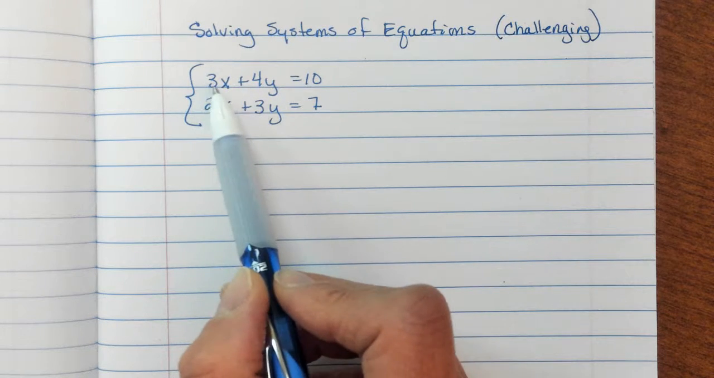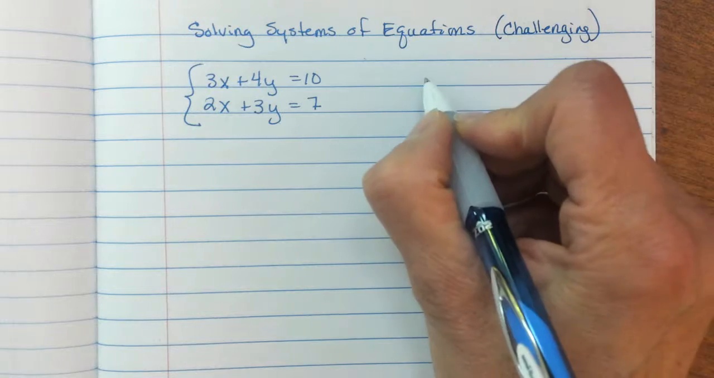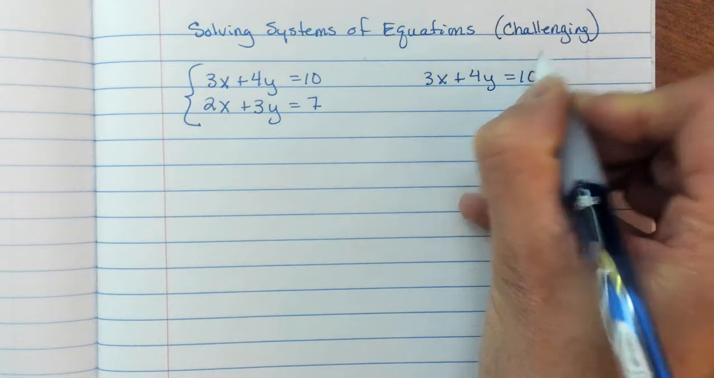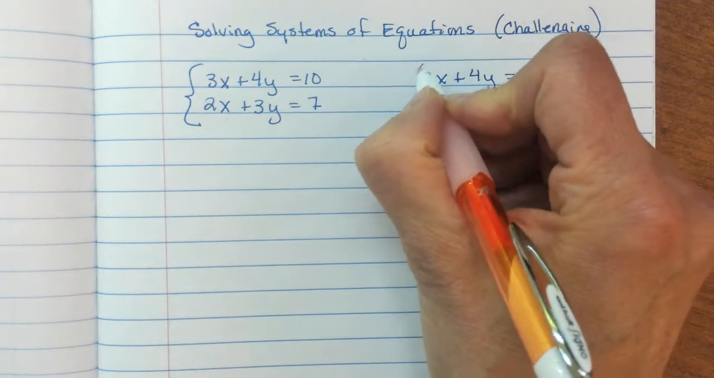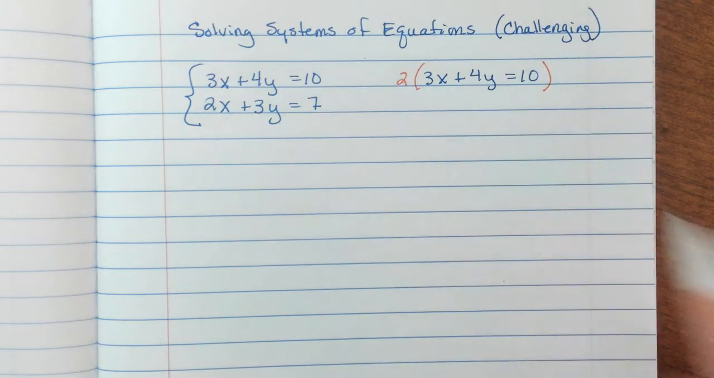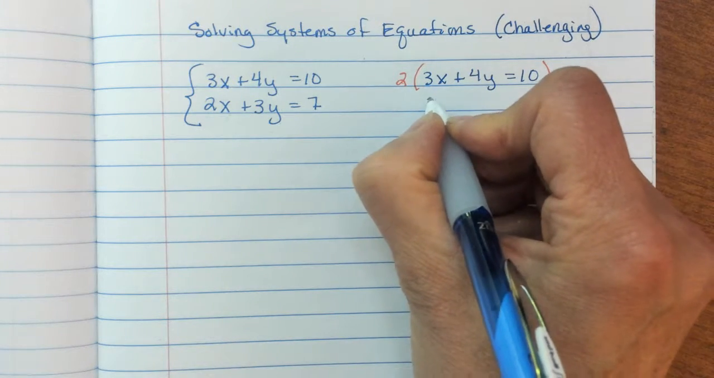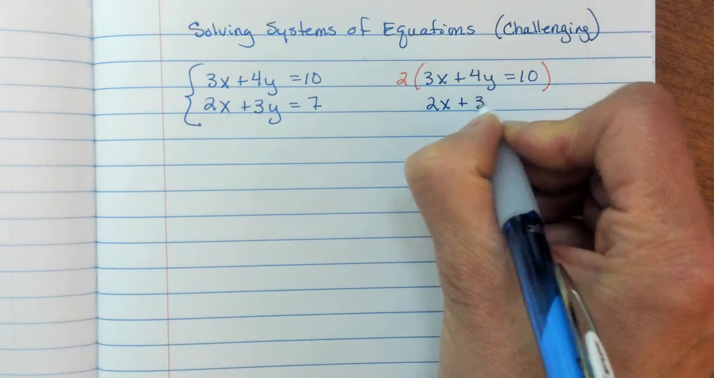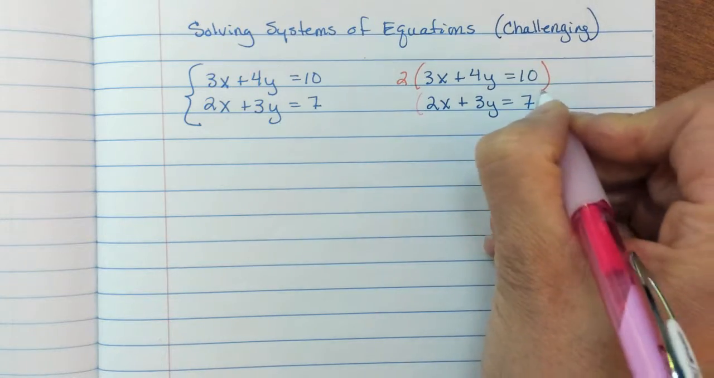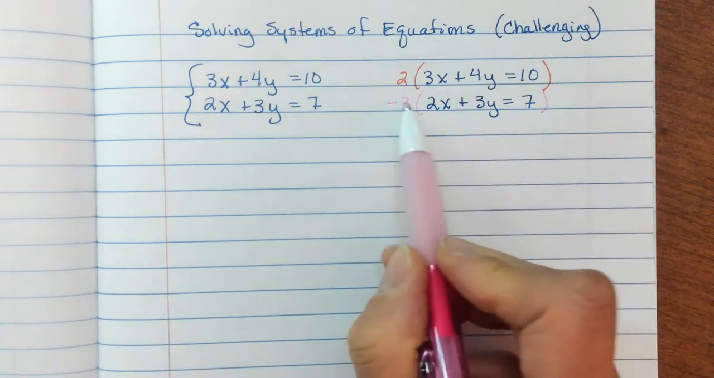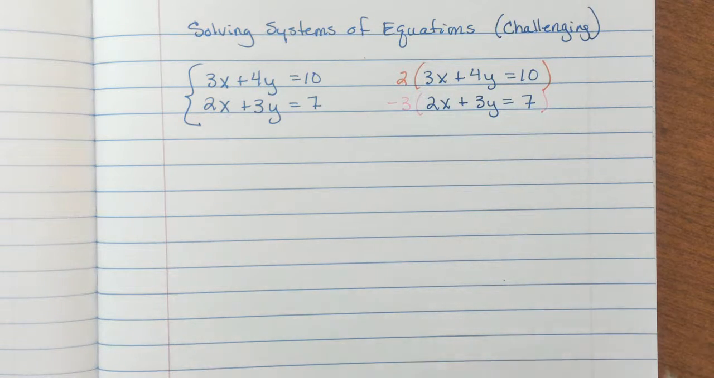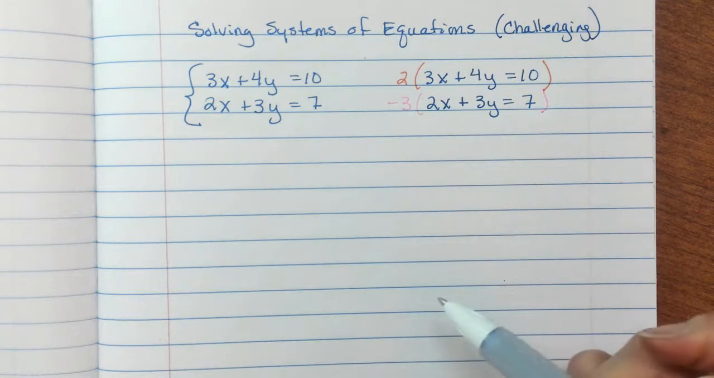So this is what I'm thinking. If I have 3x plus 4y equals 10, and I multiply this whole thing by 2, that would give me 6x in the beginning. If I take 2x plus 3y equals 7, and I multiply that by -3, that would give me -6x. So my x's, when I add them, would be 0. So let's go ahead and distribute those values.